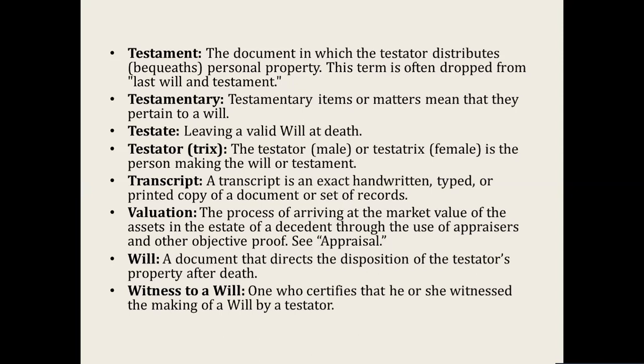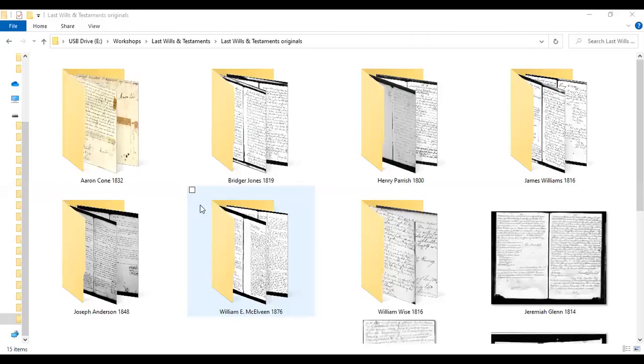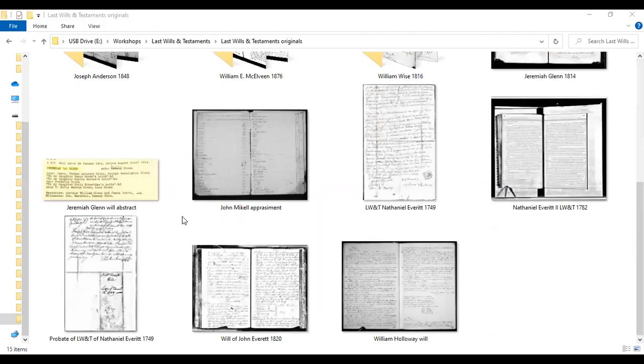So I'm going to show several examples of copies of last will and testaments now. So these are different examples. I'm actually going to go to a much older one to begin with. I want to make sure that it is pulled up.